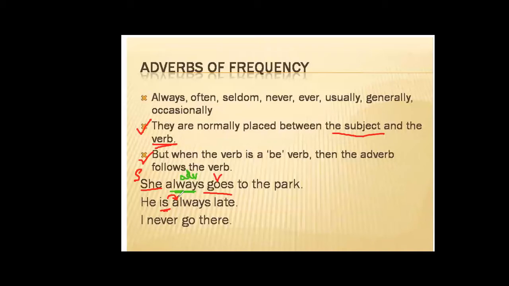Similarly, the next example, I never go there. Here I is the subject and go is the verb. So where will the adverb of frequency come? It will come in between the subject and the verb. So these two sentences are of the same kind, the first and the third one, which show that the adverb of frequency is placed between the subject and the verb.